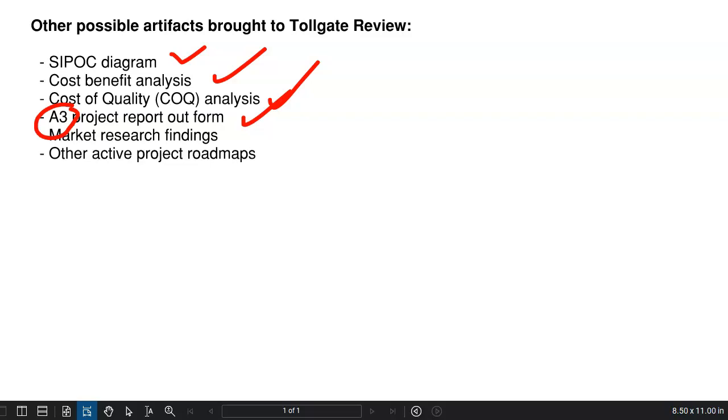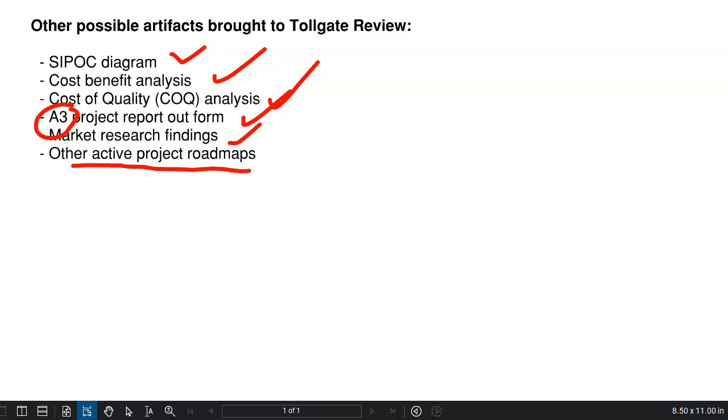In some cases, if we're not only considering improving an existing system, but we're building a process from scratch, we might want to take a look at market research findings, competitive landscape documents, SWOT analysis, and in some cases, I'll bring to Tollgate review meetings other active project roadmaps.